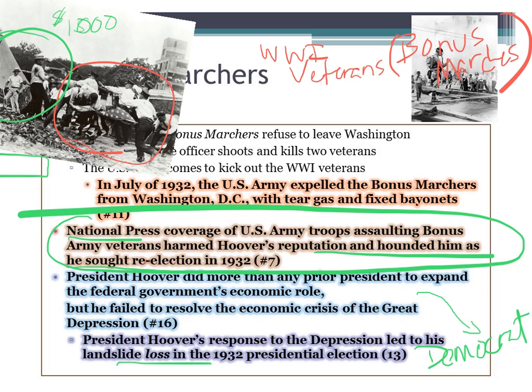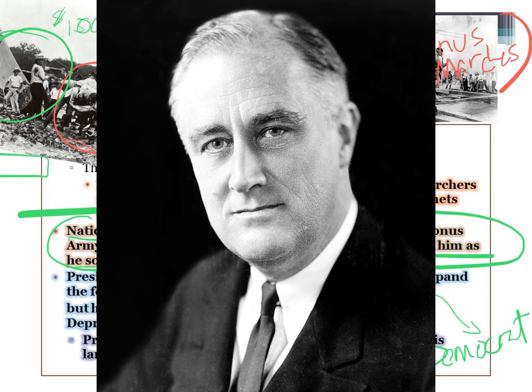And that guy, who we're going to talk a lot about in the next chapter, is this man here, Franklin D. Roosevelt, FDR. And we'll see how the Democrats and FDR are going to try and solve this Great Depression in the next chapter.